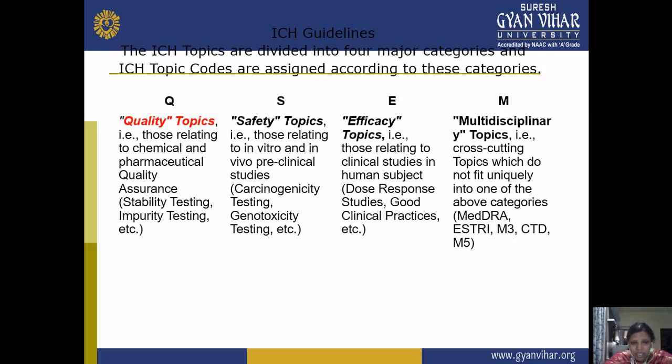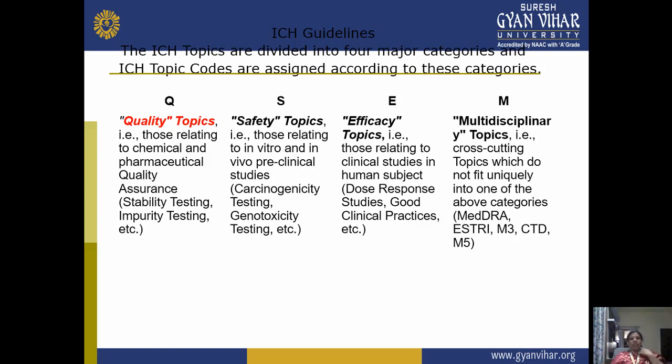So carcinogenicity testing, genotoxicity testing, etc. Now E represents the efficacy topics, that is those relating to clinical studies in human subjects, dose response studies, good clinical practices, etc. M represents the multidisciplinary topics, that is cross-cutting topics which do not fit uniquely into one of the above categories, like MedDRA, ESTRI, M3, CTD, M5. So all these are covered in the M topic.